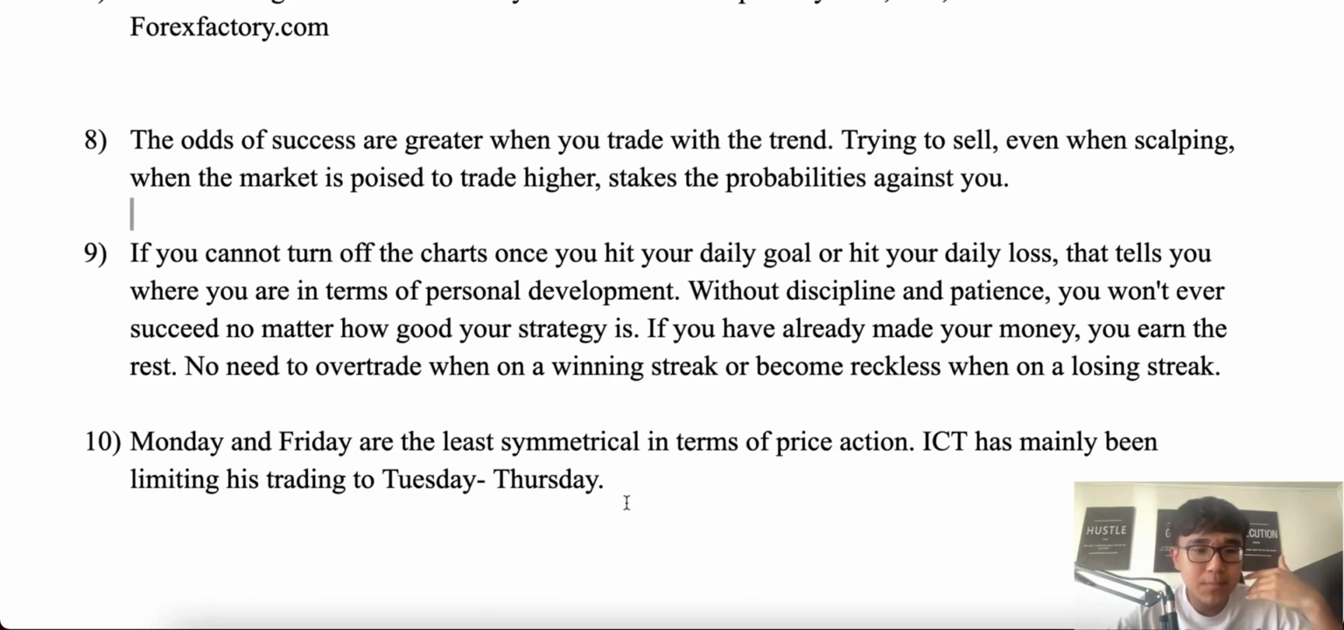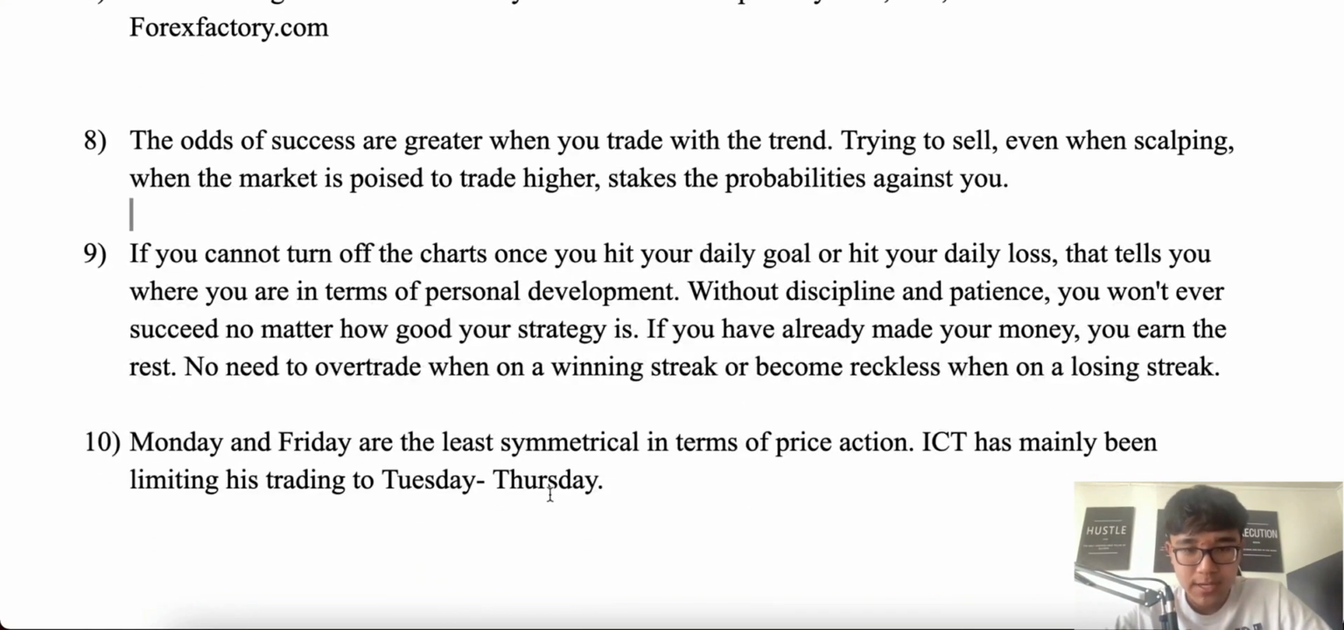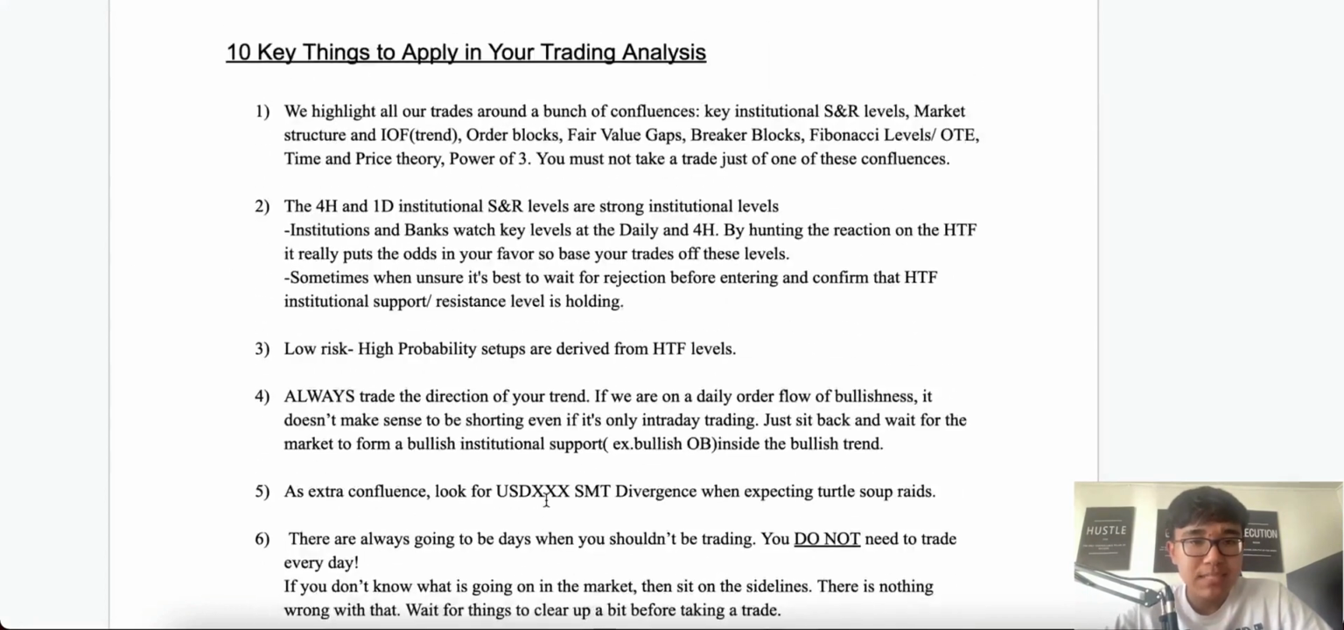And number 10 is Monday and Friday are the least symmetrical in terms of price action. ICT has mainly been limiting his trading to Tuesday and Thursday. Yeah, I agree. Fridays, my trades are not really the best. But I still trade Monday and Fridays if there's a very, very, very clean trading setup. So I wouldn't limit Monday and Friday. But that's basically all of it.